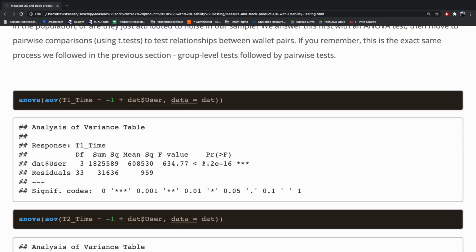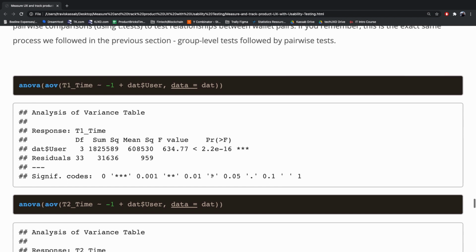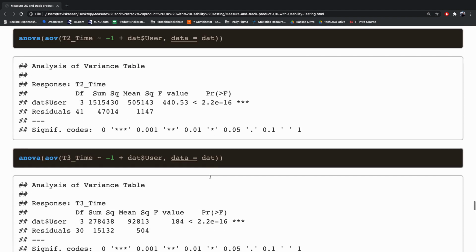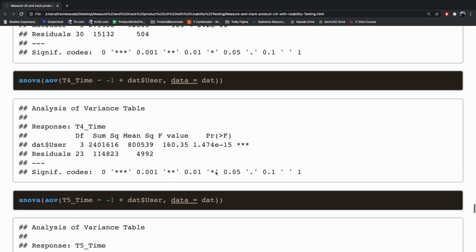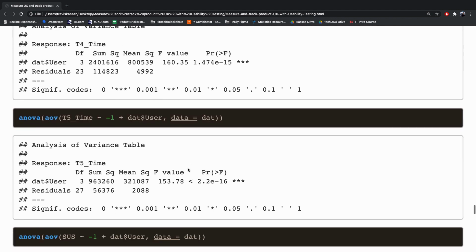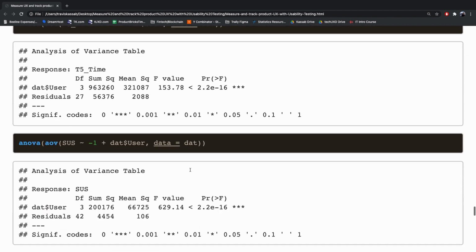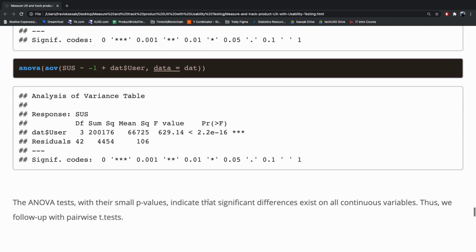So we start with something called analysis of variance, or ANOVA, on each of the tasks, and we can see, look how small that p-value is, that there is significant difference on task 1. There is on task 2, there is on task 3, there is on task 4, and there is on task 5. And then there is on the SUS score.